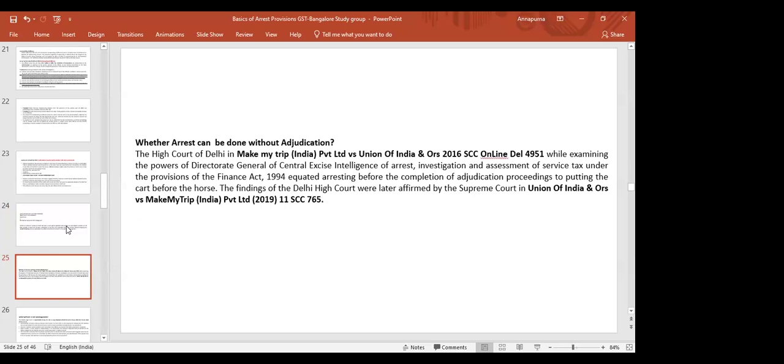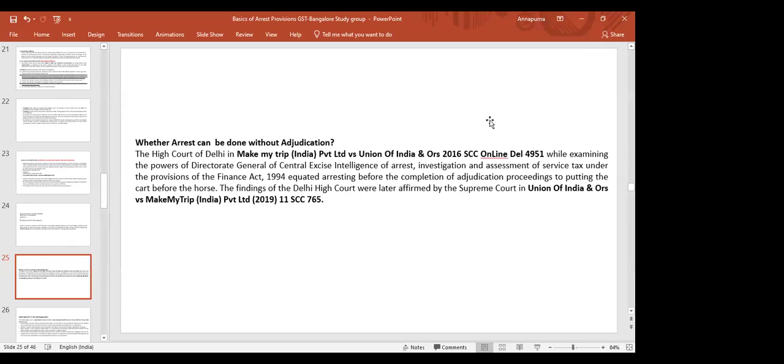MMT, we should all read and understand how this works, because an MNC company's MD, the CEO, was arrested now. Yes, sir. So basically, I think this is a decision on service tax, sir. Because in service tax, we had a provision saying that arrest has to be made only after the adjudication proceedings. But a similar provision is not there under the GST law, sir. So I think this may not hold good in the GST law. No, the principles in MMT are still applicable.